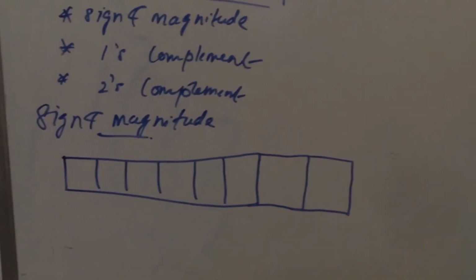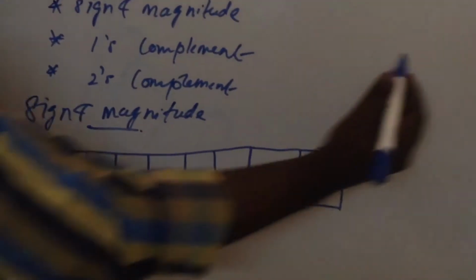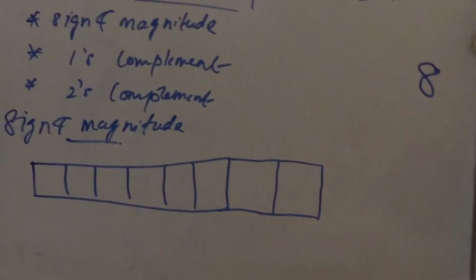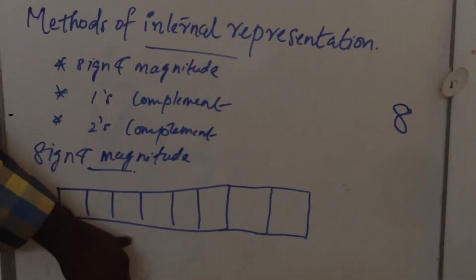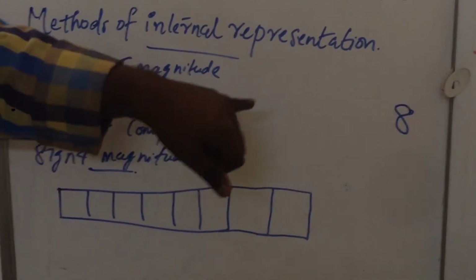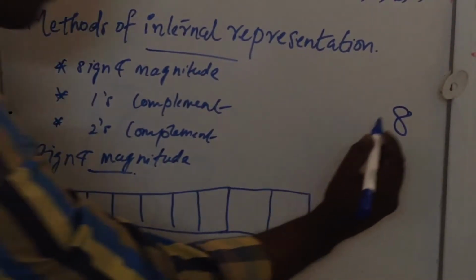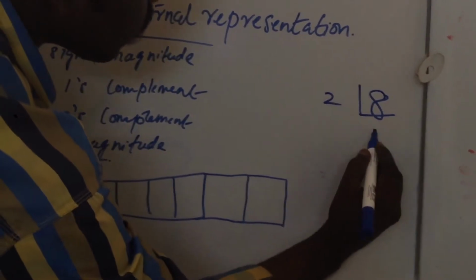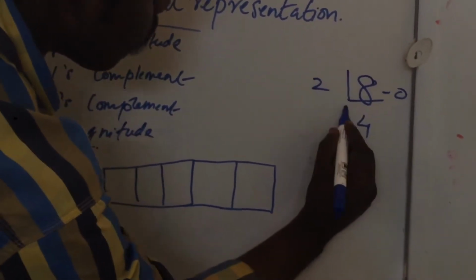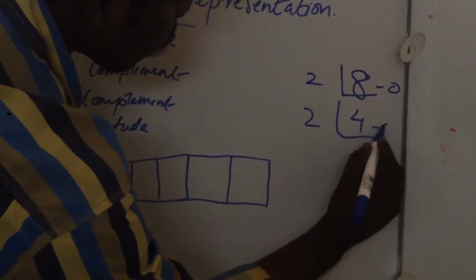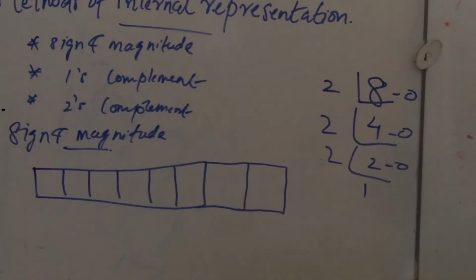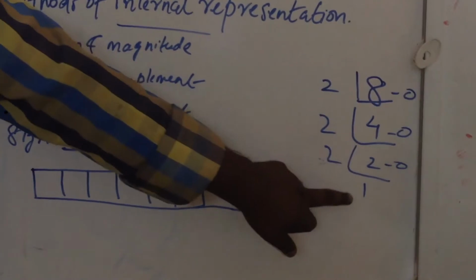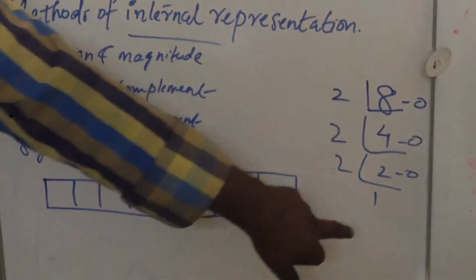If we want to store the number 8, it is a computer memory, so the 8 will first be converted into binary. So we are converting 8 into binary. The corresponding binary of 8 is 1, 0, 0, 0.